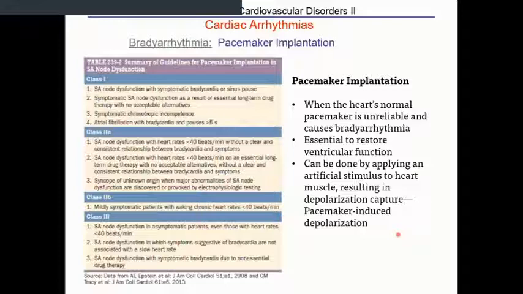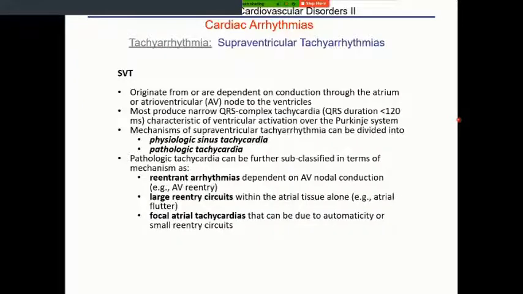So this can be done by applying an artificial stimulus to the heart using a pacemaker, resulting in depolarization so that the normal rhythm of the heart can be restored. So let's now go to the second general category of cardiac arrhythmias, your tachyarrhythmias.